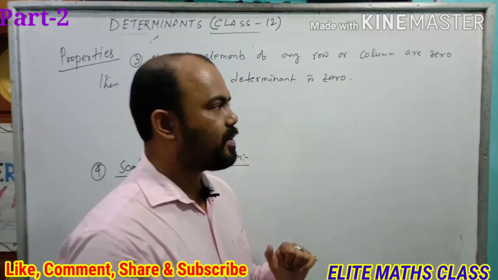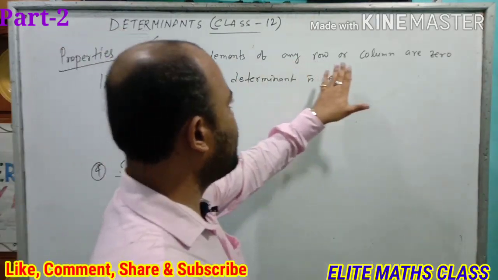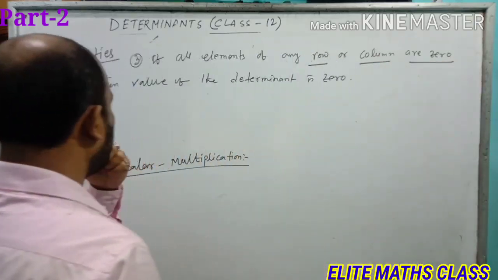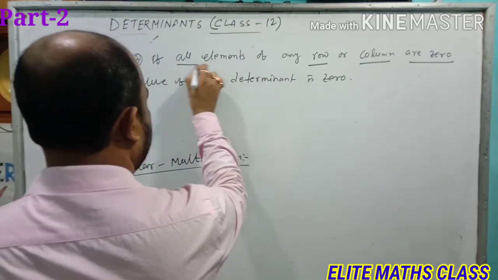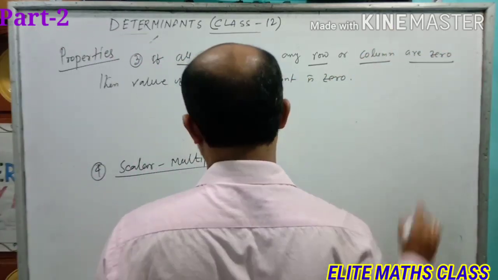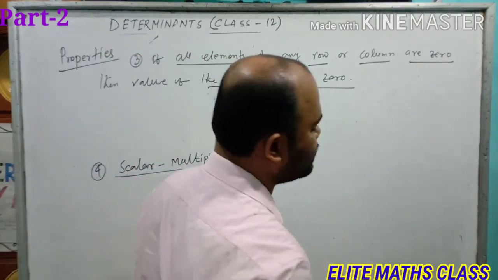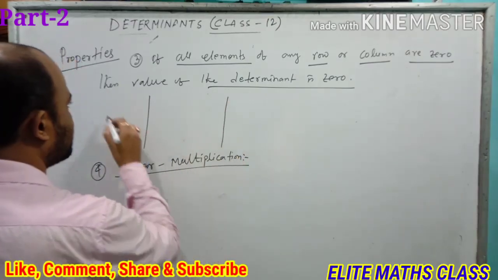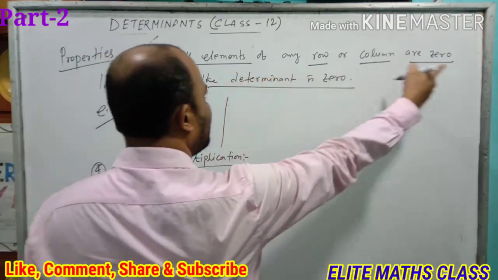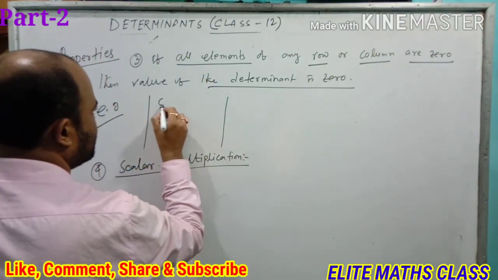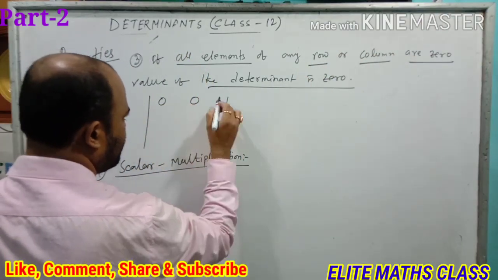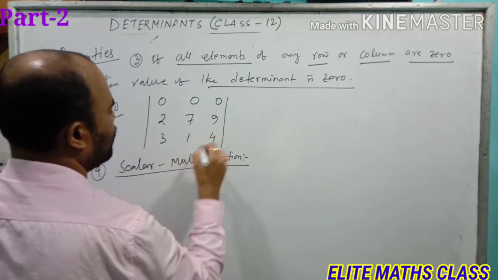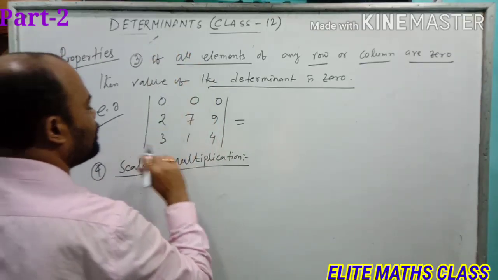Now let us see the third property. The third property is, if all elements of any row or any column are 0, this is a very important one. If all the elements of a row or a column are 0, then the value of the determinant is 0. This is a simple technique to find the value. See this example. I am taking all the elements of the first row as 0, and then 2, 7, 9, 3, 1, 4. So by this property, the value of the determinant is 0.